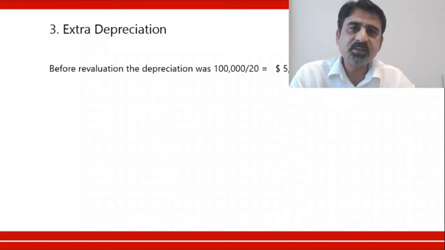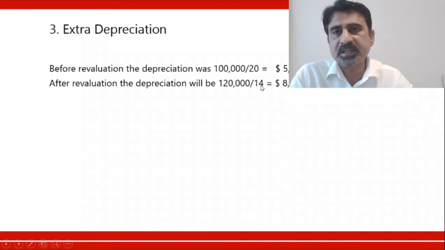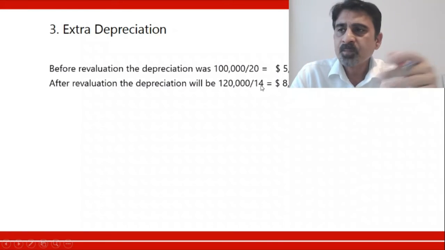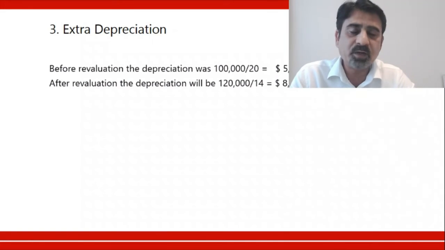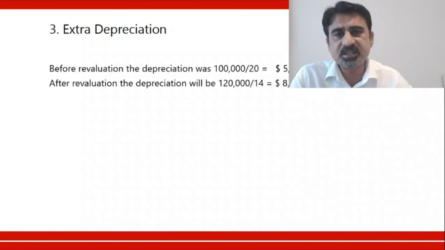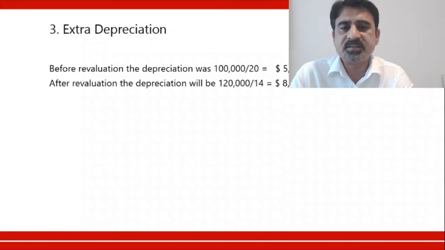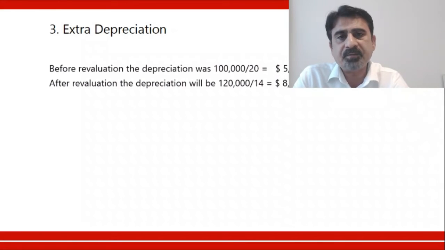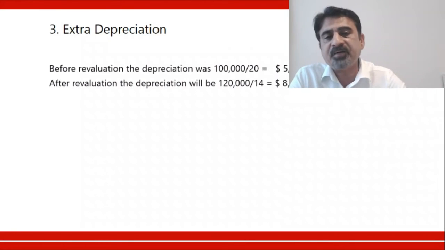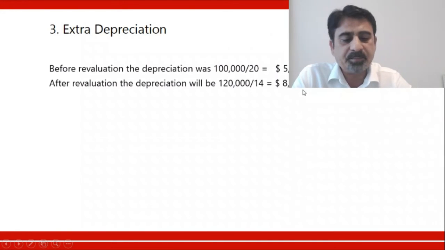Now what has happened is that the asset value has changed to 120,000 and the remaining useful life of the asset is 14 years. In this particular question we did revaluation, but we did not change the life of the asset. By the way, the life of the asset can also change, but in this example we assume that the life of the asset remains the same. So out of 20 years, 6 years have gone, 14 years are remaining. So 120,000 divided by 14 means 8,571 is the new depreciation.